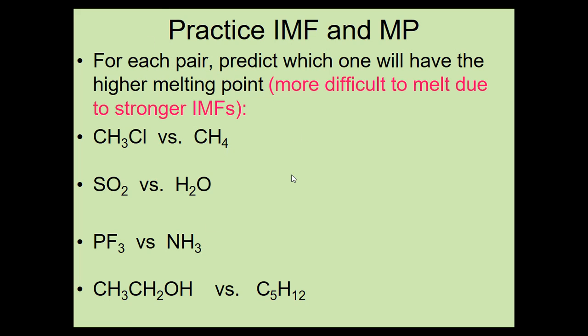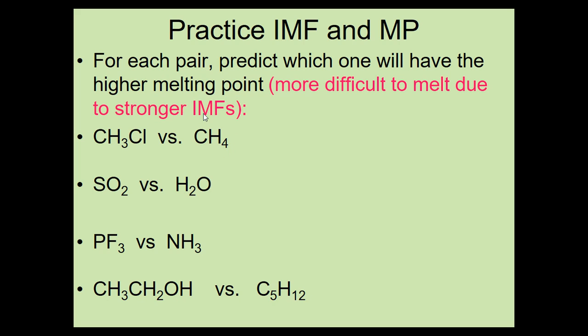Okay, so then for each pair, let's predict which one is going to have the higher melting point. In order for it to have a higher melting point, it means it's going to have a stronger intermolecular force because it's more difficult to pull them apart. For this one, if you draw it out, you'll see that you have carbon in the middle with 3 hydrogens around it and a chlorine coming off of it. Well, I know that this is going to be a polar molecule. Even though there are hydrogens present, it is not hydrogen bonding because the H is not bonded to an O, an N, or an F. This is, however, going to be a polar molecule because the bond between carbon and chlorine is polar.